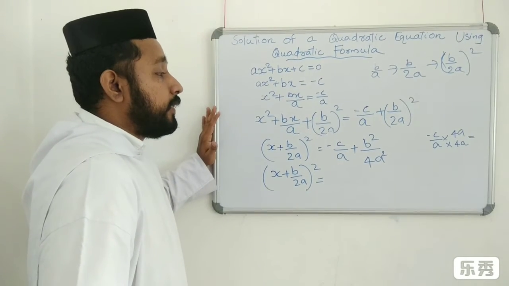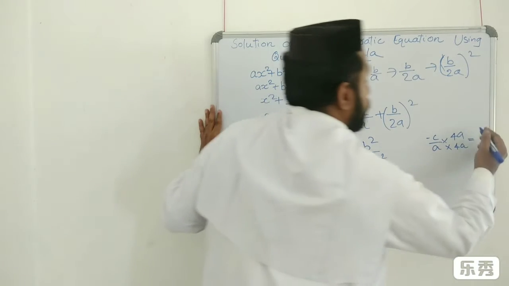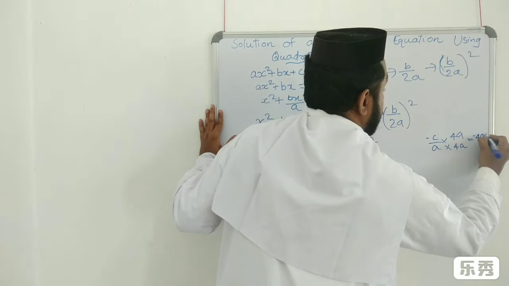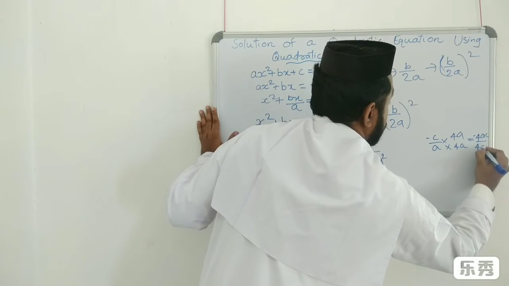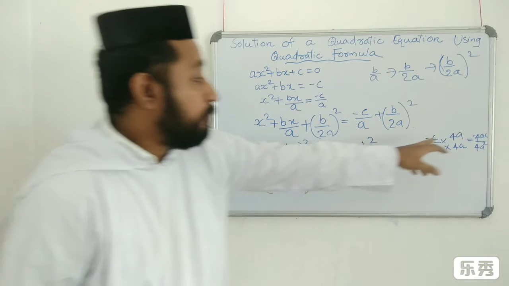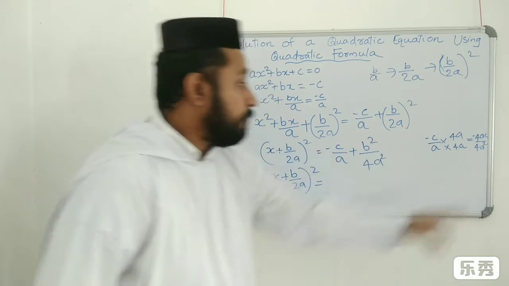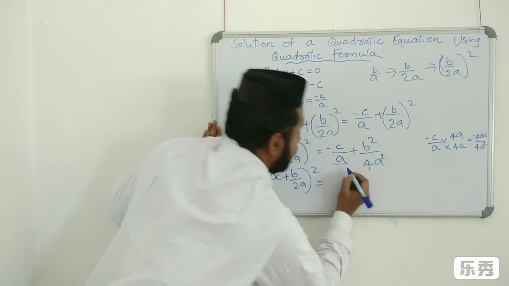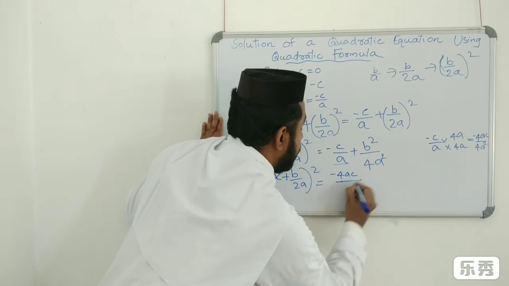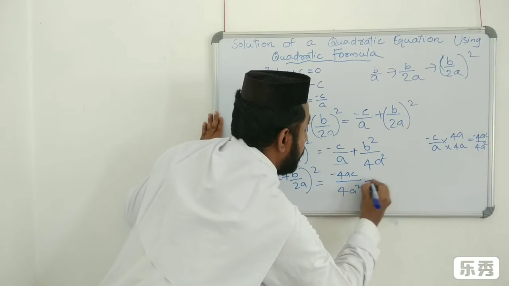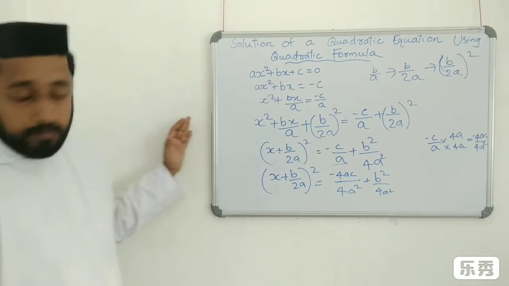So we get -c/a into 4a/4a, which means -c into 4a is -4ac, divided by 4a². We multiplied 4a with both the denominator and numerator, so there is no change. So we got -4ac/4a². Instead of -c/a, I am going to write -4ac/4a² plus b²/4a².